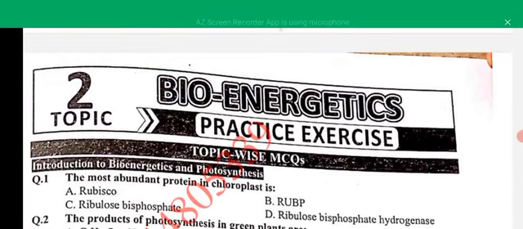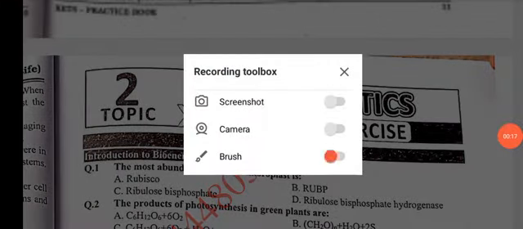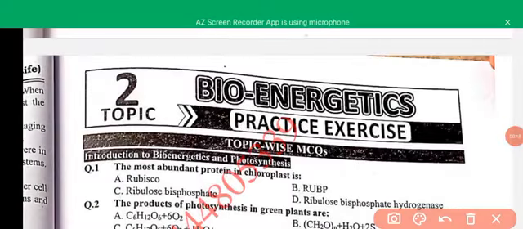Practice of bioenergetics. First I will start with the first MCQs. Here is our first MCQ.